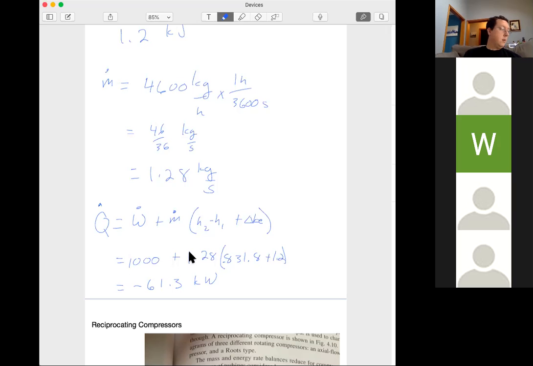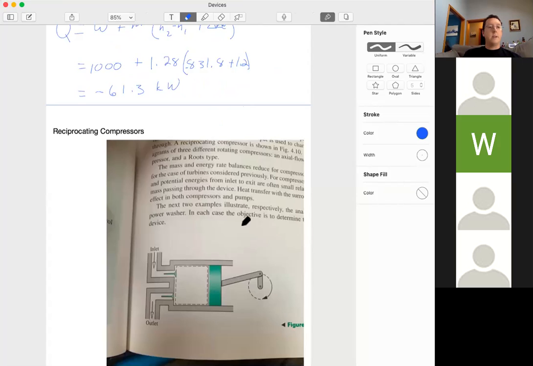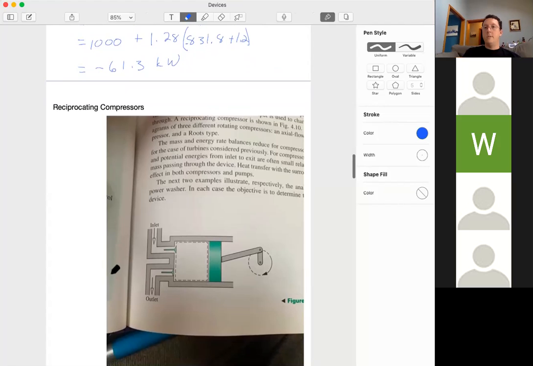All right. Okay, so let's start. Can everyone see the notes that I've got going here with the images? Can you guys see those? Can you see the reciprocating compressor image? Nobody's saying.